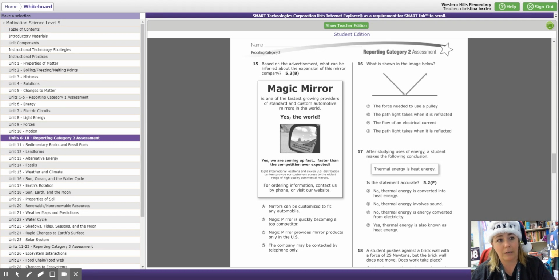Okay, 15. Based on the advertisement, what can be inferred about the expansion of this mirror company? So that's the advertisement. So you are inferring about the expansion of this mirror company. What can you infer? A. Mirrors can be customized to fit any automobile. B. Magic Mirror is quickly becoming a top competitor. C. Magic Mirror provides mirror products only in the US. Or D. The company may be contacted by telephone only.